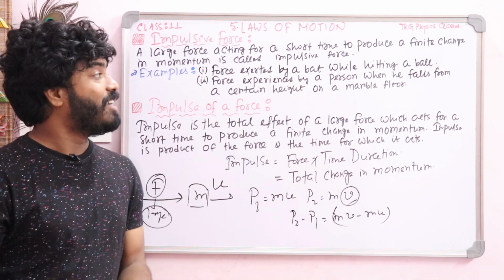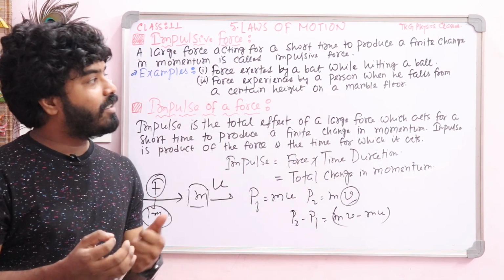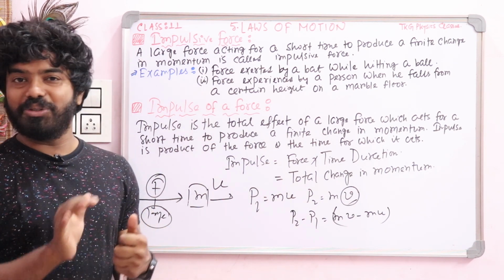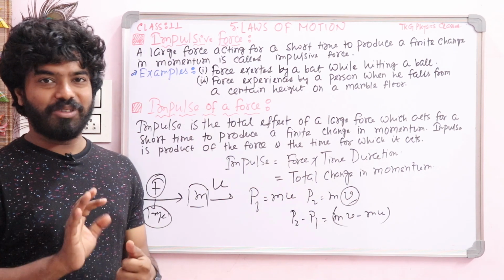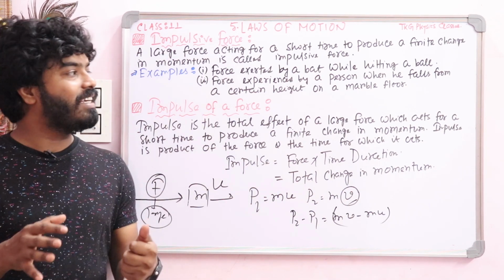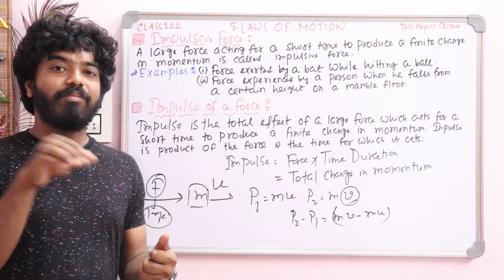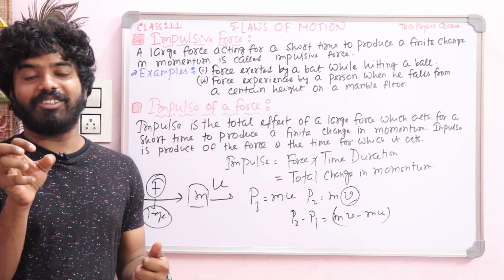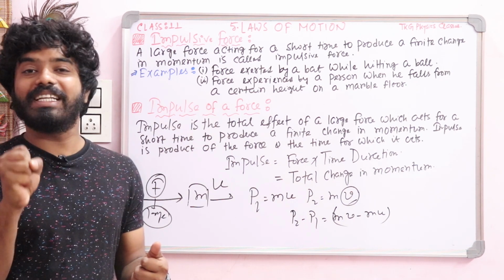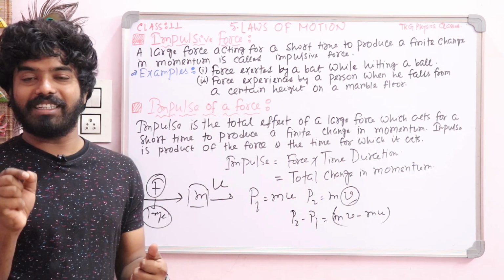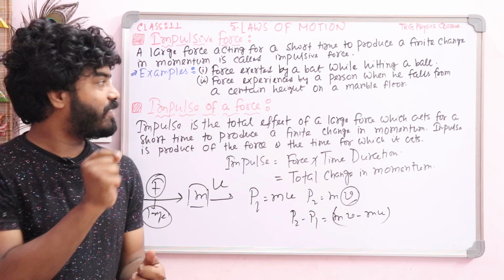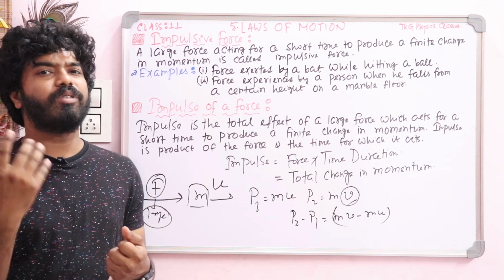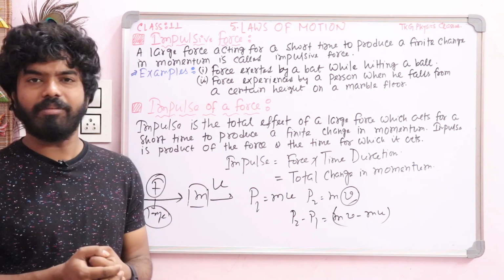And the second one: the force experienced by a person when he falls from a certain height on a marble road. You don't need to imagine this one, okay, don't try it. When a person falls on a marble floor from a certain height, the force exerted on that person is very large, but the time interval is very small. So this is an example of impulsive force. So impulsive force means a large amount of force applied in a very small time interval.